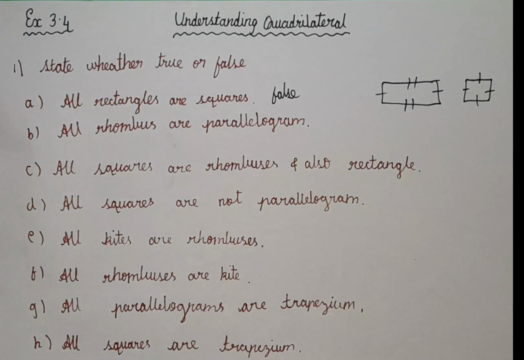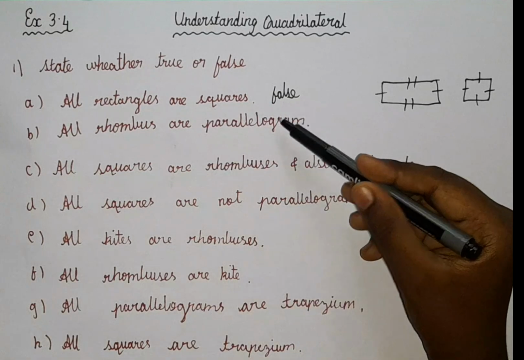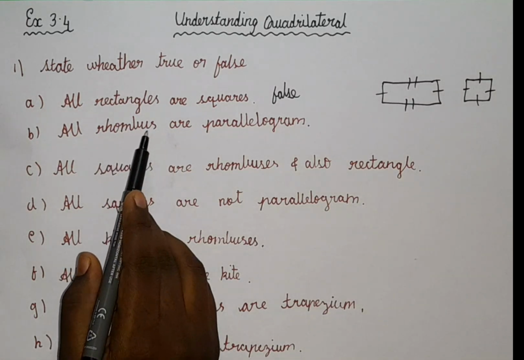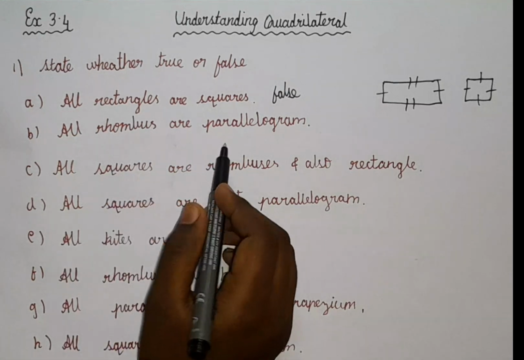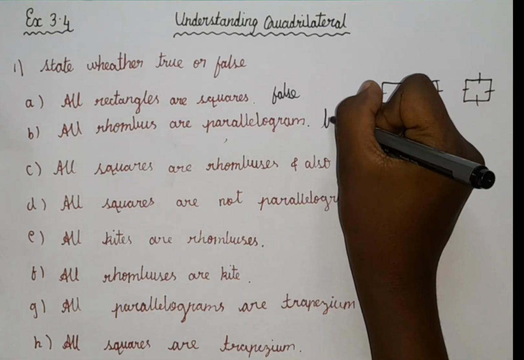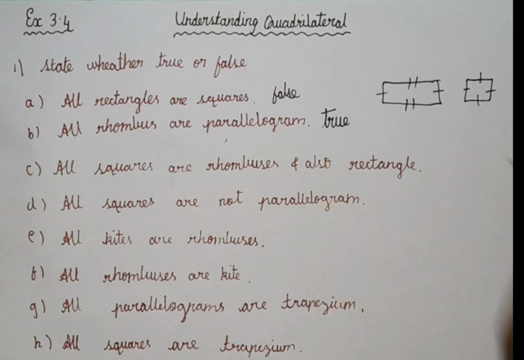In the second question we have all rhombus are parallelograms. So what do you think? Is it true or false? We have to check the property for this. In a rhombus the opposite sides are equal, and in a parallelogram also opposite sides are equal. In a rhombus the diagonals bisect each other, and even in a parallelogram diagonals bisect each other. So the properties are also the same. So this statement is true.